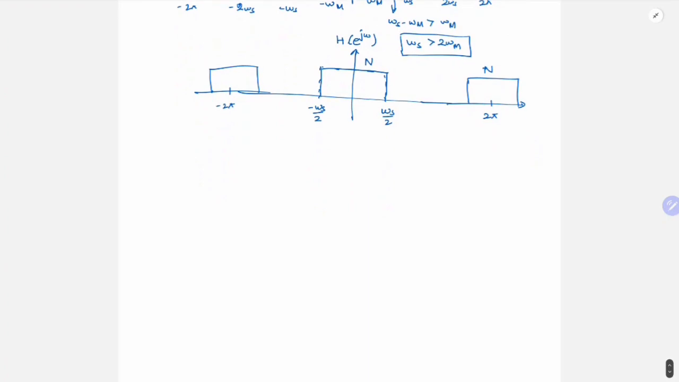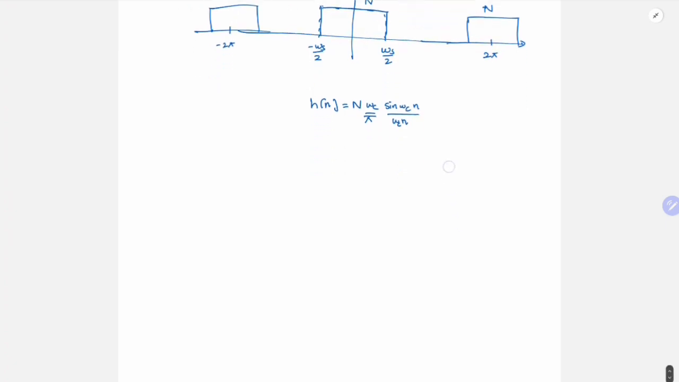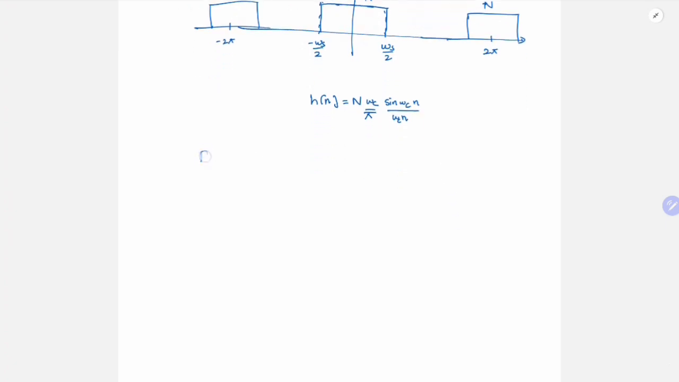So in time domain, what will I have? I'll have my h of n as the sinc function, which is sine omega c n by pi n. And I can multiply and divide by omega c. So I'll have omega c by pi into sine omega c n by omega c n. This is like a sinc function. And the amplitude also I need to have N. So I'll have N omega c by pi into sinc of omega c n. That is my filter.